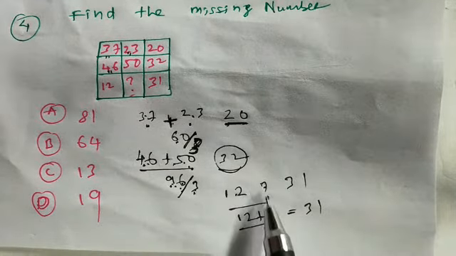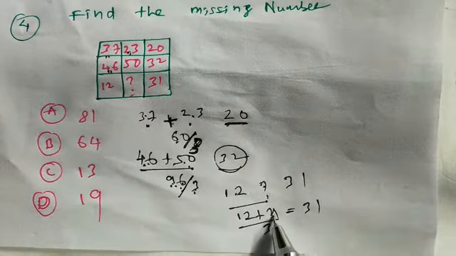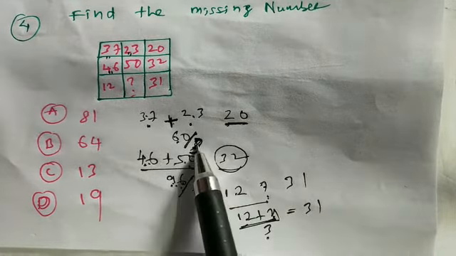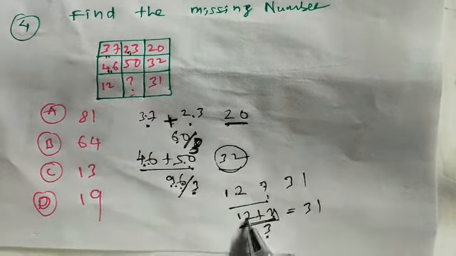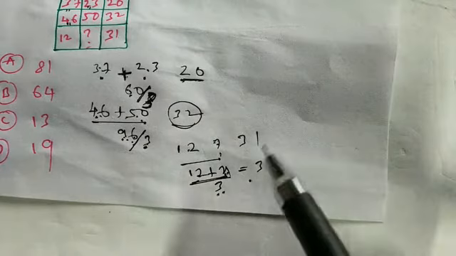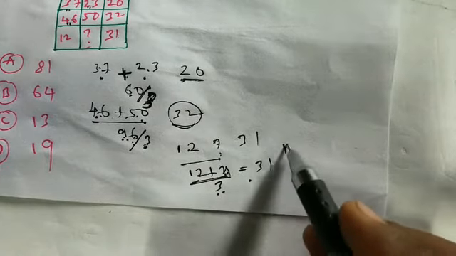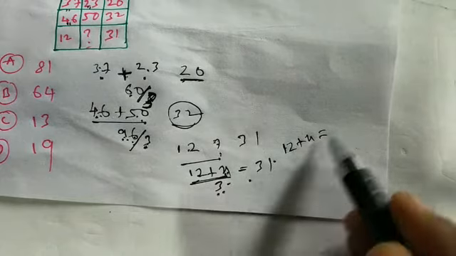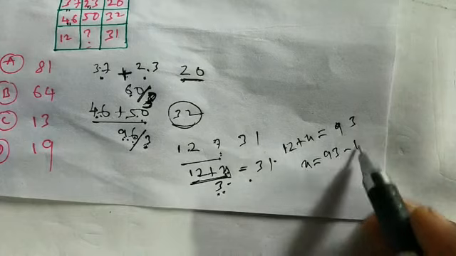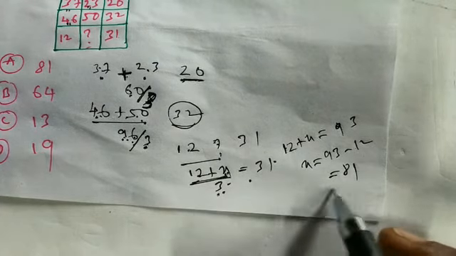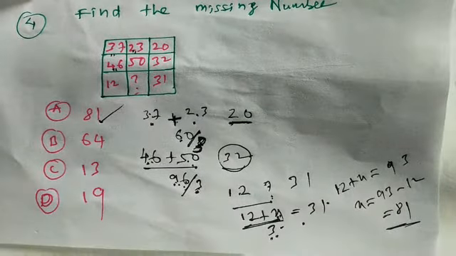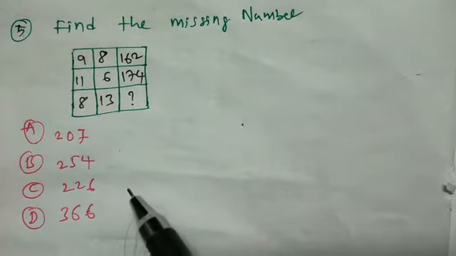In the same way, we take this question mark as x. 12 plus x, and the total value should be divided by 3. Why? Because we have divided by 3 here and here. So 12 plus x divided by 3 should be equal to 31. Is it or not? See here, we cross multiply. 12 plus x is equal to 31 threes, which is 93. 93 minus 12, how much will we get? 81. Option A is correct.